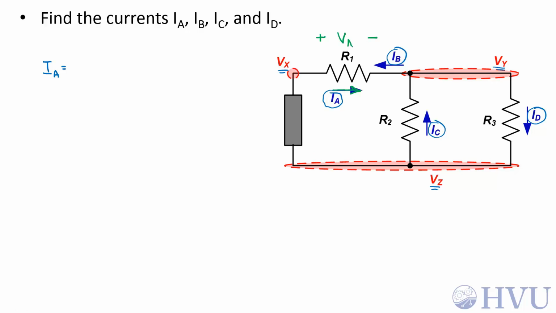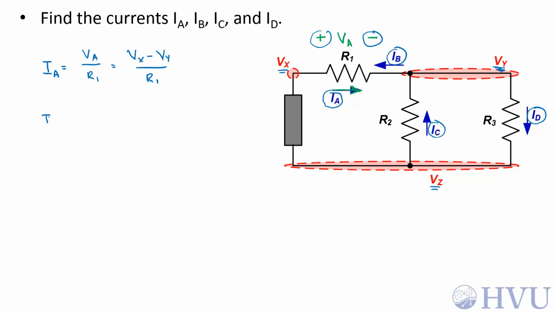I'll call this voltage V sub A. According to Ohm's law, I sub A is V sub A over R1, and V sub A is the voltage at the positive terminal, V sub X, minus the voltage at the negative terminal, which is V sub Y. Divide that by R1, there's my expression for I sub A.